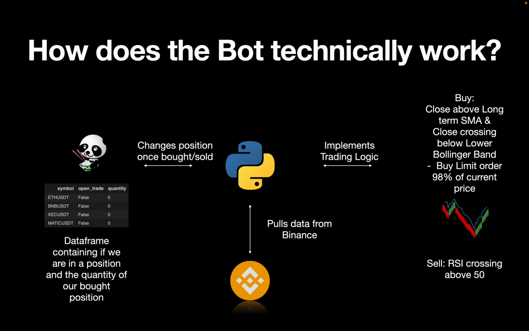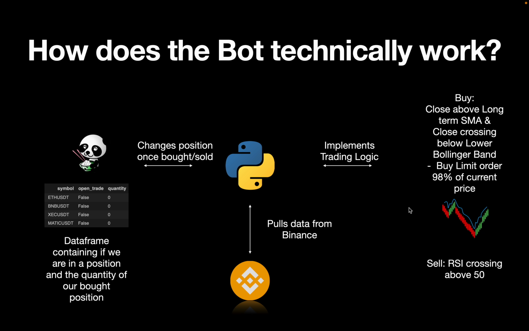Let's build a trading bot with Python. What you're seeing here is the base infrastructure of the bot. We are setting up a data frame containing the coins we want to trade, the information if we're in a position, and the quantity in case we bought a particular coin. Our Python script is doing data pulls via the Binance API, implements the trading logic, and finally changes the data frame in case we are buying or selling a coin.